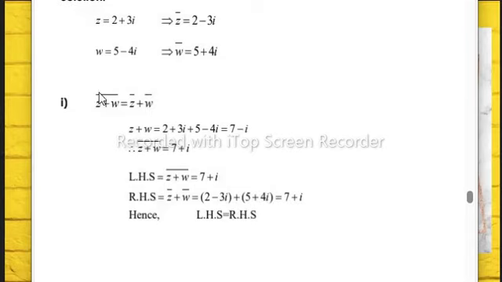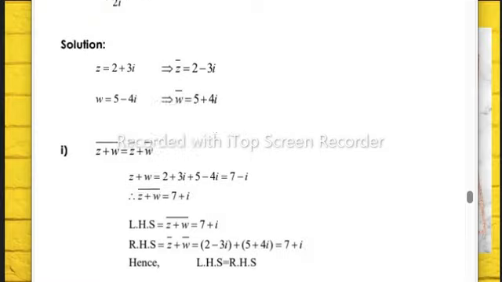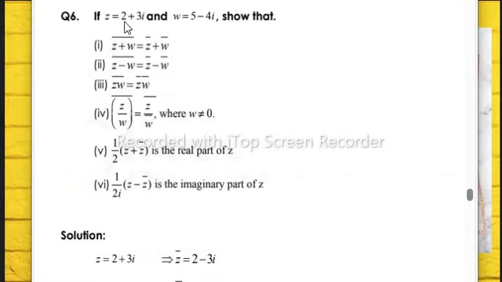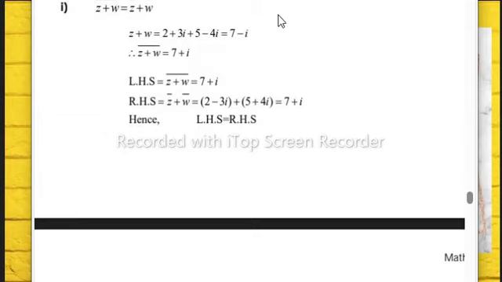So we take the left hand side first of all. In the left hand side, z is added with w. That's why we have to write z plus w. The value of z is given in the question, which is 2 plus 3 iota, while the value of w is 5 minus 4 iota. Now we take the left hand side, z plus w: 2 plus 3 iota plus 5 minus 4 iota.